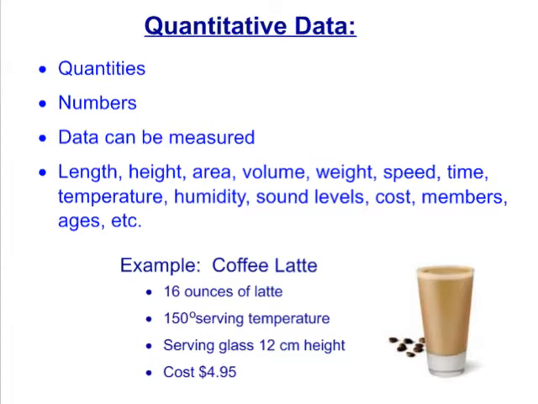So let's look at an example. We're going to look at a coffee latte right here, and we're going to describe it quantitatively, okay? We're going to take down some quantitative data. We have 16 ounces of latte at 150 degrees serving temperature. The serving glass is 12 centimeters tall, and it costs $4.95. Those are all quantitative values.